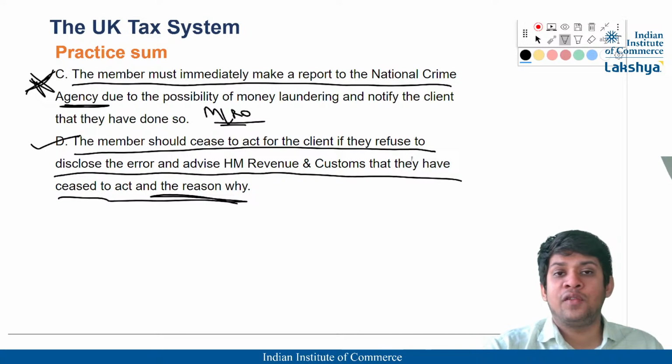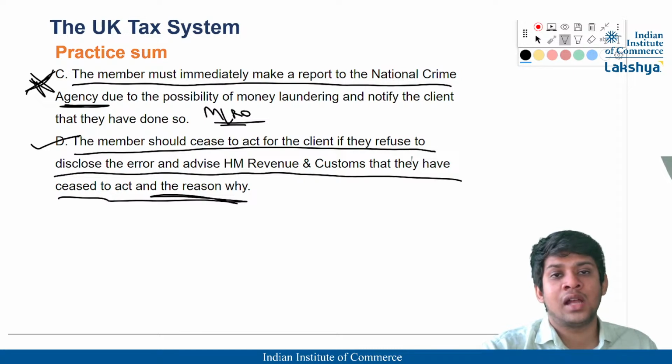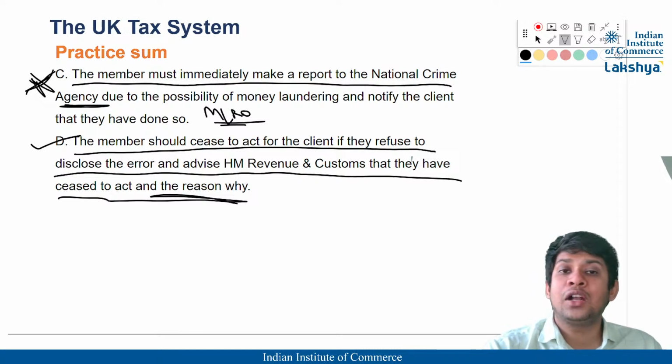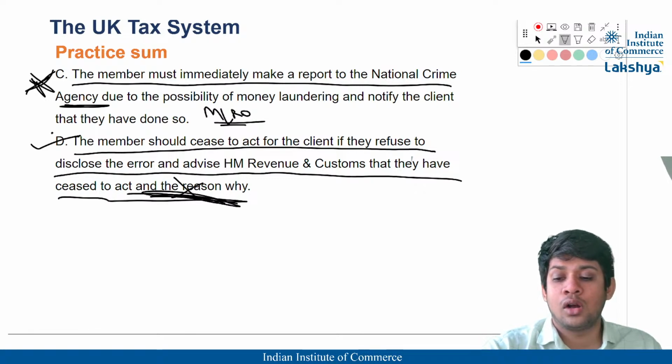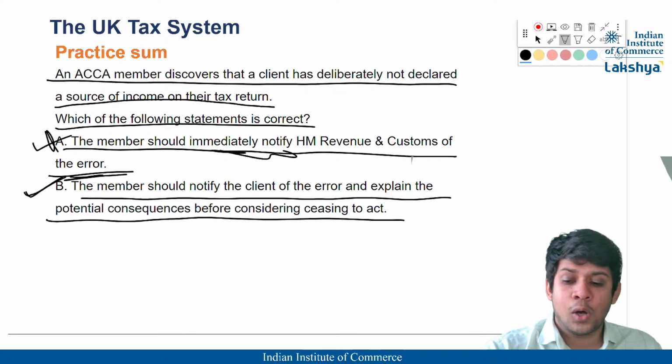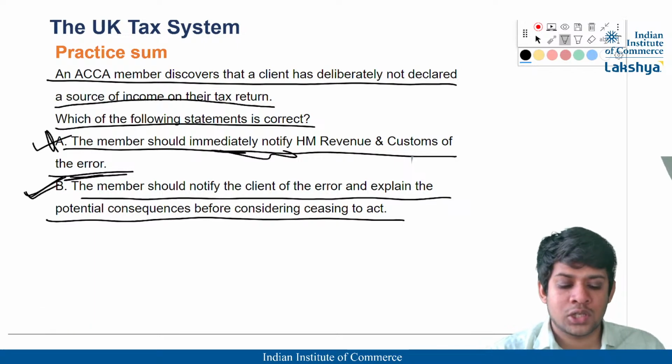I agree that if in case the client is actually doing any fraudulent activity, I shall notify the client. If the client still doesn't listen to me, I shall notify HMRC that I have ceased to act as a tax agent for the client. But obviously, I should not mention the reason why. Okay, so here this goes wrong. So option D is also wrong. Option B is going to be the correct option.